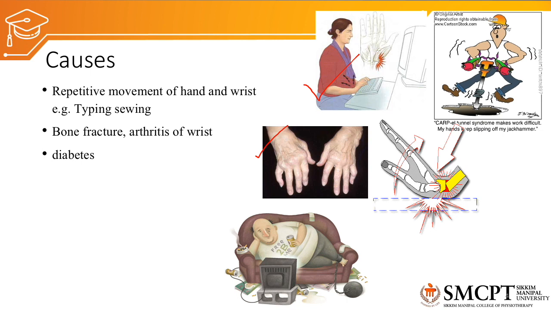Some of the common causes are diabetes, obesity, or pregnancy. Infection of the wrist joint or any other structure within the carpal tunnel can cause compression of the median nerve. Rheumatoid arthritis or using vibratory tools can cause carpal tunnel friction and compression.